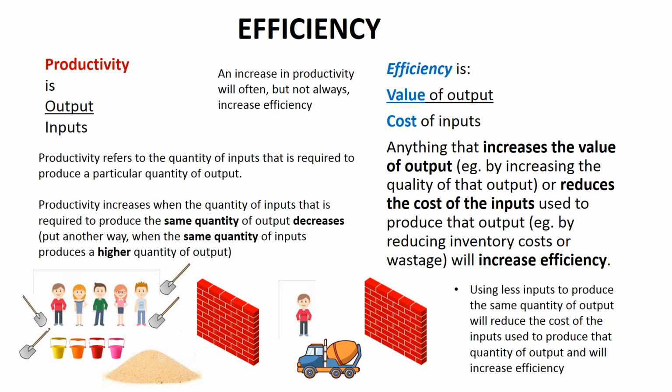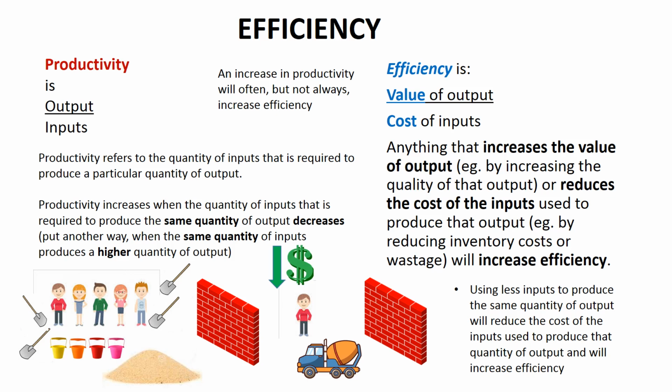In our wall example, by using the cement mixer, we have increased the productivity of the wall building process because we have reduced the quantity of inputs required to build the wall. In particular, we've reduced the number of workers from 5 to 1. By reducing the required number of workers from 5 to 1, we have also reduced the costs of building the wall. We now only need to pay 1 worker instead of 5 workers. As a result, we have increased the efficiency of the wall building process.